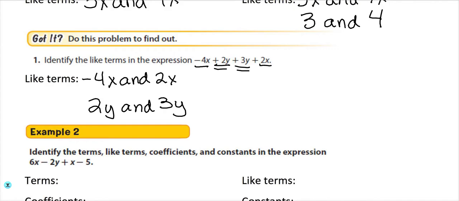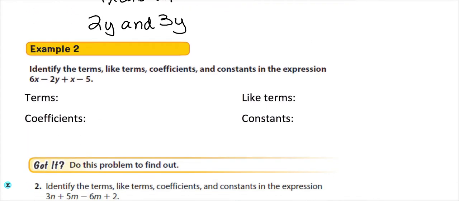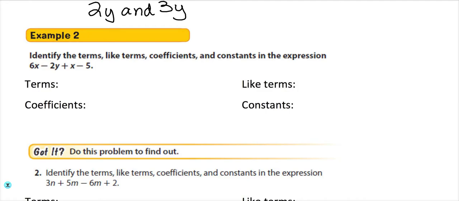All right, now we're going to get into a little bit more difficult stuff. It's not too bad, though. We're just going to take our time with it. We need to identify the terms, the like terms, the coefficients, and constants in the expression 6x minus 2y plus x minus 5. Well, first of all, what is a term?